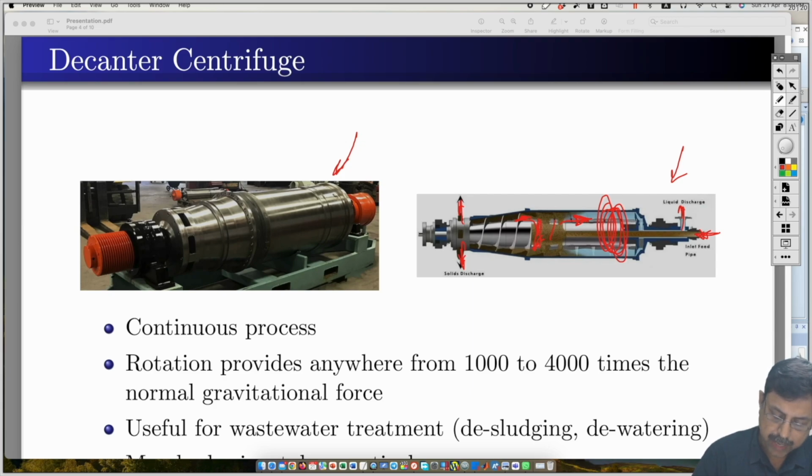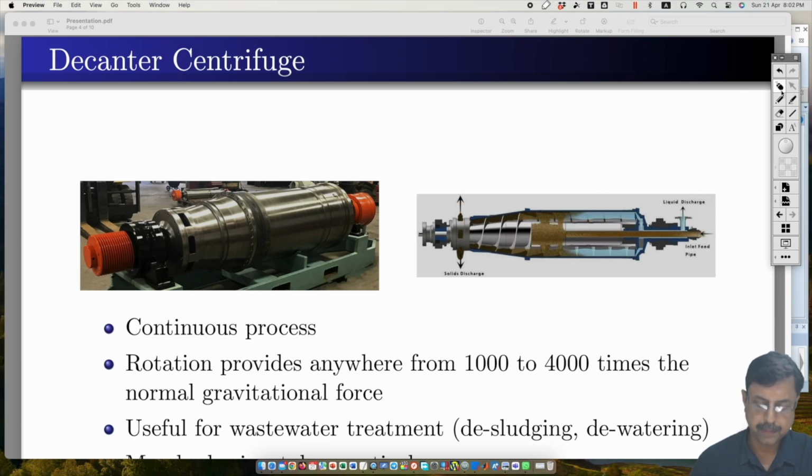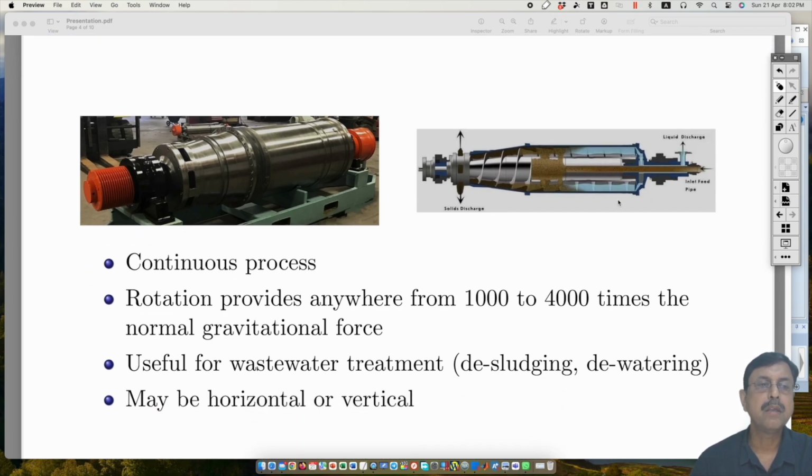The rotation provides anywhere from 1000 to 4000 times the normal gravitational force. So the centrifugal force that is generated due to this rotation is around that many times the normal gravitational force. And it is very useful for water treatment, something like desludging, dewatering, etc. It may be horizontal, it may be vertical.